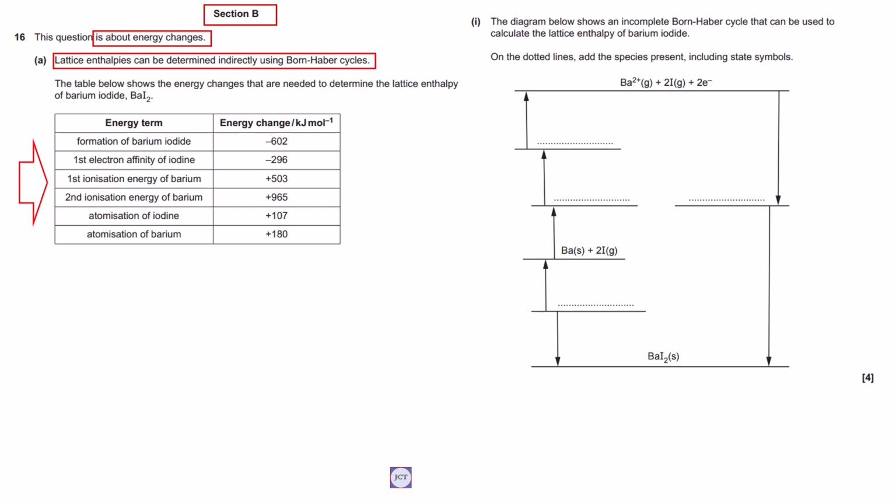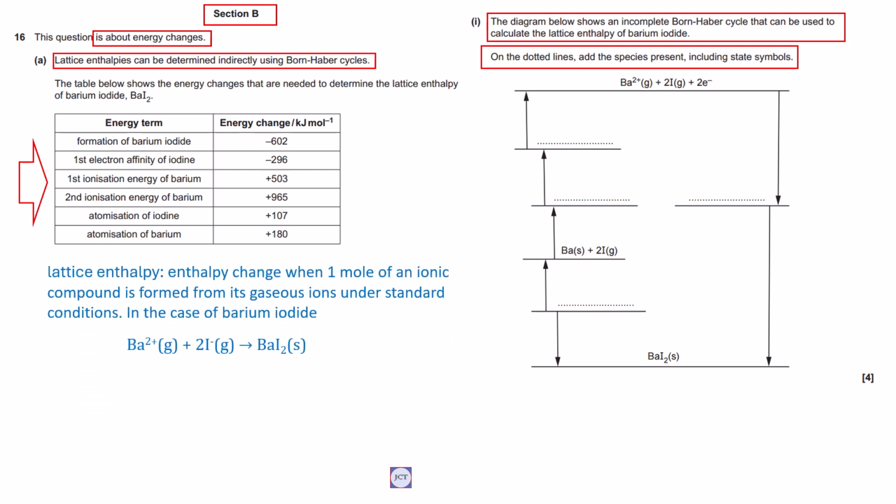In the first question we have an incomplete Born-Haber cycle to calculate the lattice enthalpy of barium iodide. We are asked to complete the diagram by adding the species present, including state symbols, on the dotted lines. Lattice enthalpy is the enthalpy change when 1 mole of an ionic compound is formed from its gaseous ions under standard conditions. In the case of barium iodide, we have 1 mole of barium 2+ ions in gaseous state reacting with 2 moles of iodide ions in gaseous state to form 1 mole of barium iodide. This reaction is typically placed on the right-hand side of the cycle.